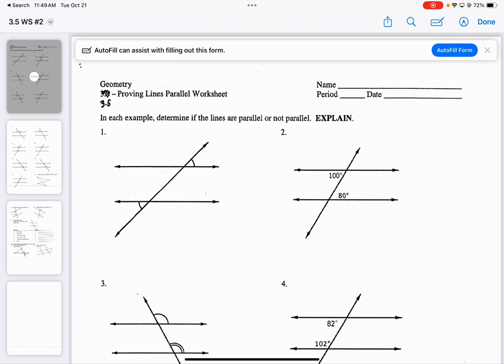Wait, and All right, we ready? Yeah, I got number 6. I already got one. 7. Where are these?